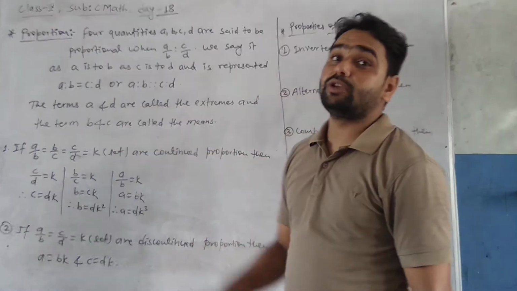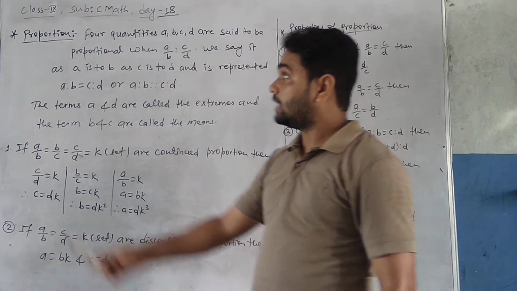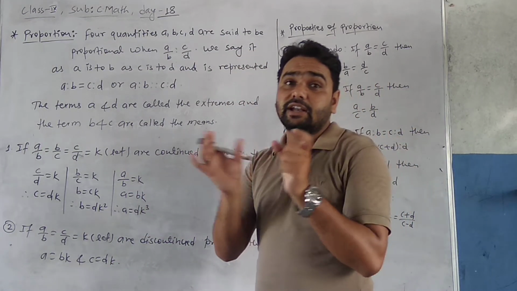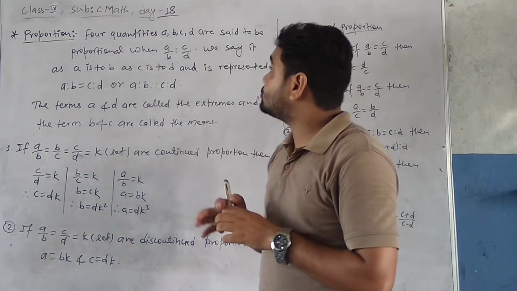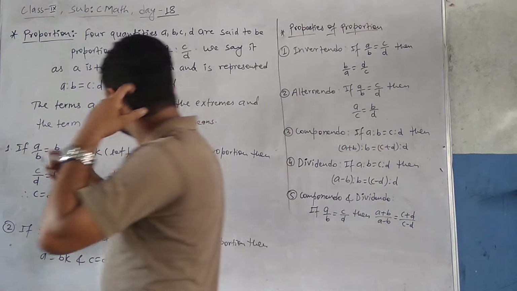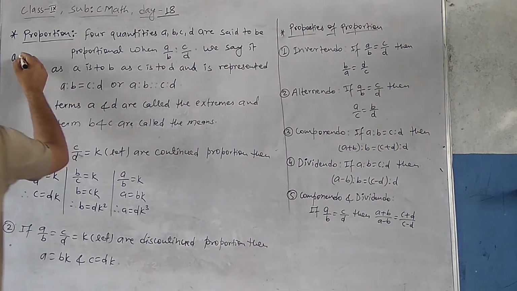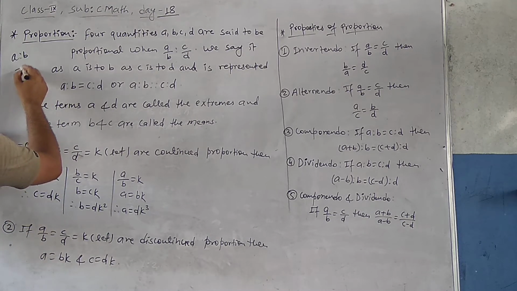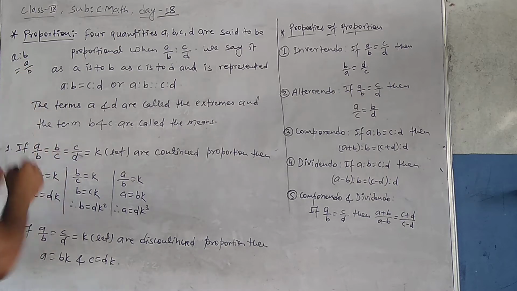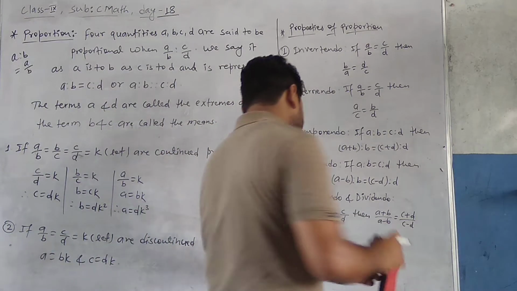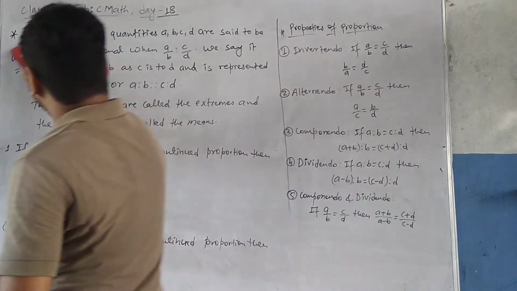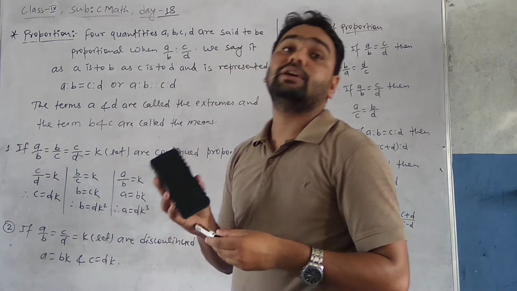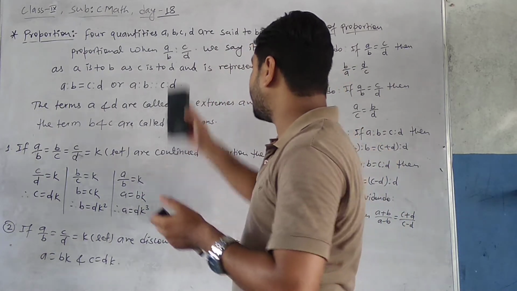Previously we discussed the ratio, and today we are going to discuss the proportion. Ratio and proportion are related terms. If the ratio is written as A is to B, we write this as the fraction A upon B. Similarly, in the proportion, we are going to use such ratios in the continuous type and the discontinuous type.